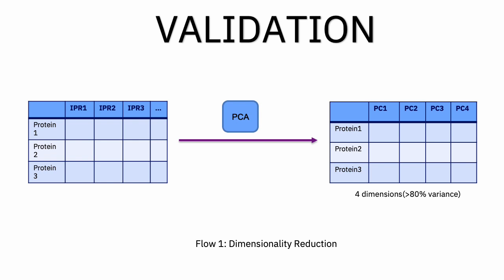Since our space has a huge number of dimensions, about 27,000 InterPro codes, it's very difficult to visualize. So the first thing that we did was run PCA on our dataset so that we can bring down the number of dimensions. After running linear PCA, we obtained 4 principal components, which explain more than 80% of the variance. This is our first iteration.